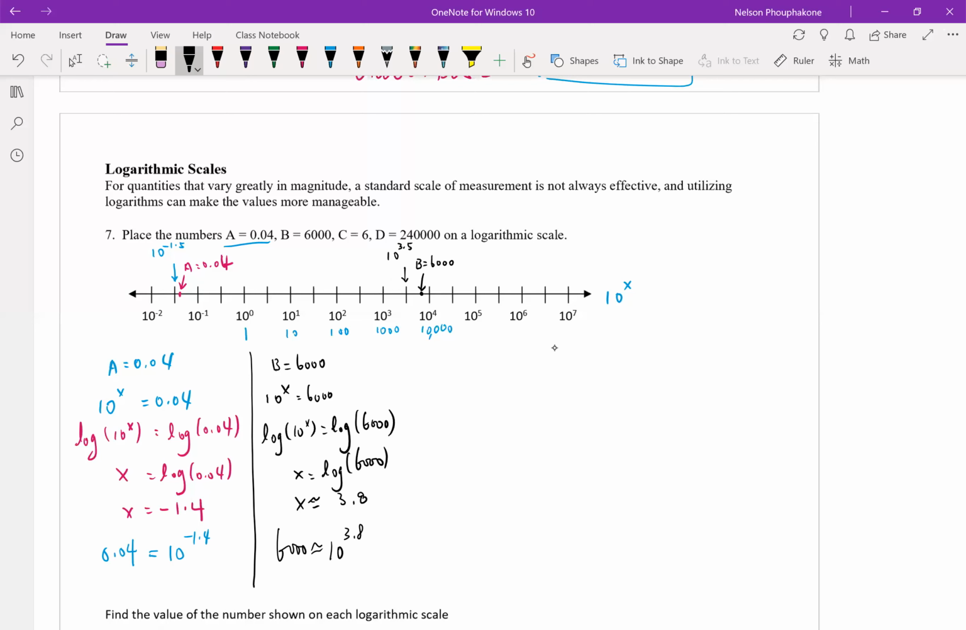Okay, so now it is your turn. Now go ahead and try to see if you could find the location of C and D. Okay. C is equal to 6, so 10 to the x equal to 6. And we take the common log. And then now, of course, we have x is roughly about 0.8. Then 6 is roughly about 10 to the 0.8.